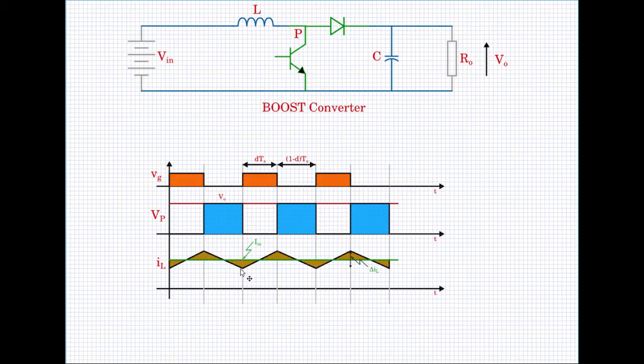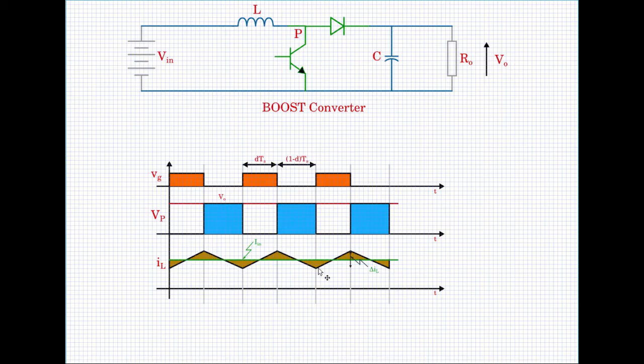And this falling slope is when the transistor is off and the diode is conducting, and the Vp point is at V0. So the falling slope is (Vin minus V0) divided by L. That would be the falling slope. Why do we say it is falling? Because the output voltage is greater than the input voltage, so Vin minus V0 is negative, and therefore you have the negative slope.